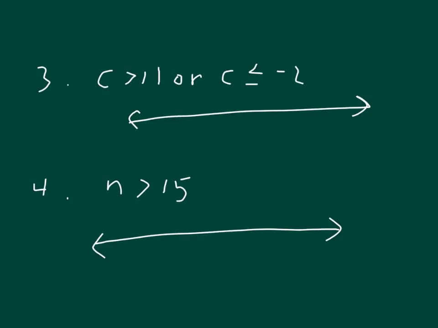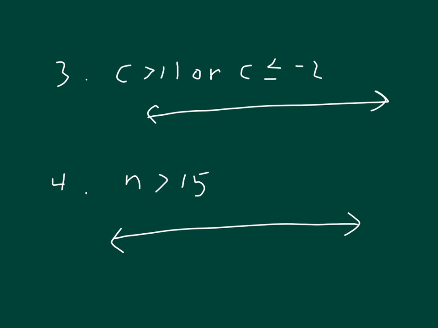Number 3 is also a double inequality. It's an or statement, so it's going to have rays going in opposite directions. c is either greater than 11 or it's less than or equal to negative 2. So we're going to have the points 11 and negative 2 on our graph. And we can just break it down and do less than or equal to negative 2 first. So it's going to go this way.